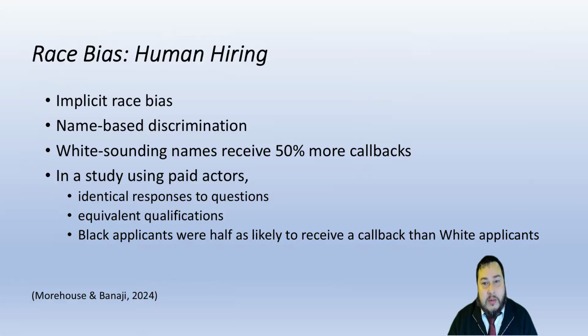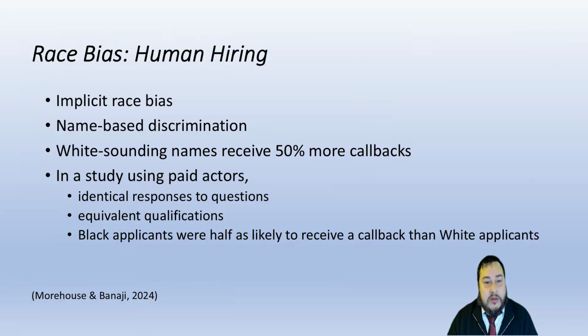Another study found that black applicants were half as likely to receive callbacks as white applicants, even when actors were trained to respond identically in the interviews. One of the most striking comparisons is that black applicants were just as likely to receive a callback as white applicants with a felony record. This analysis covered 25 years of hiring data from 1989 to 2015, showing race bias was stable over this entire period. Race bias is real, deeply embedded in the hiring process.